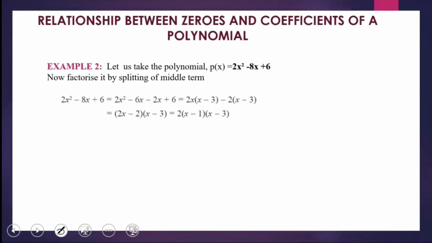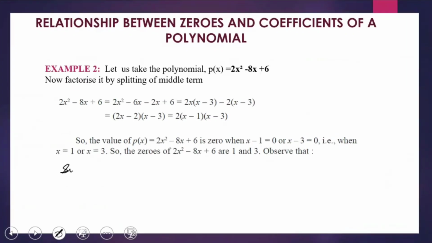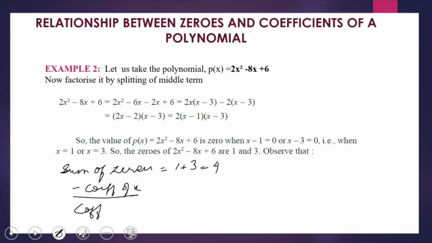Once I have got all the zeros of the polynomial as 1 and 3, what is the sum of the zeros? The sum of the zeros is equal to 1 plus 3 is equal to 4. And what about minus sign the coefficient of x upon coefficient of x square? What is that? It is also equal to minus of minus 8 upon 2, which is also equal to 4. So we can say that sum of the zeros is equal to minus sign the coefficient of x upon coefficient of x square.